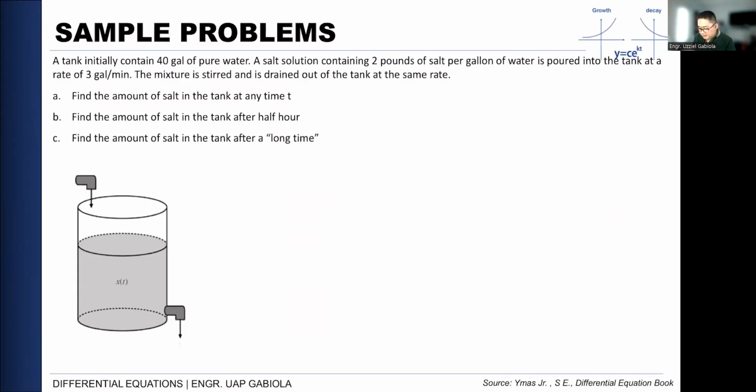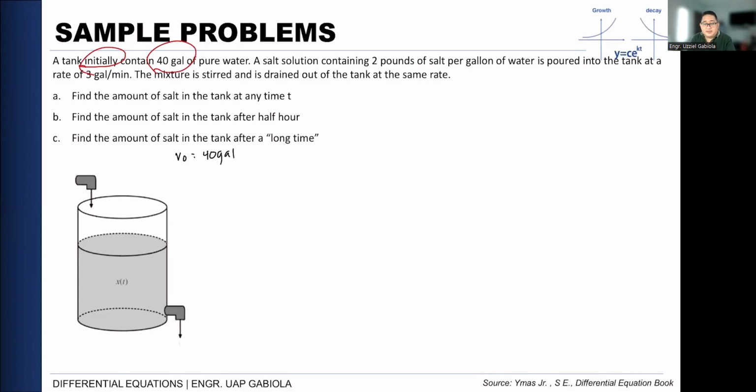So identify muna natin yung mga given. A tank initially, no? Yung term na initially, what does it mean? Tas 40 gallons. Ano ang gallons? Unit siya ng ano? Ano ang gallons, guys? Volume po. Volume, no? So, yung 40 gallons of pure water, initially, ibig sabihin, yun yung initial volume natin.